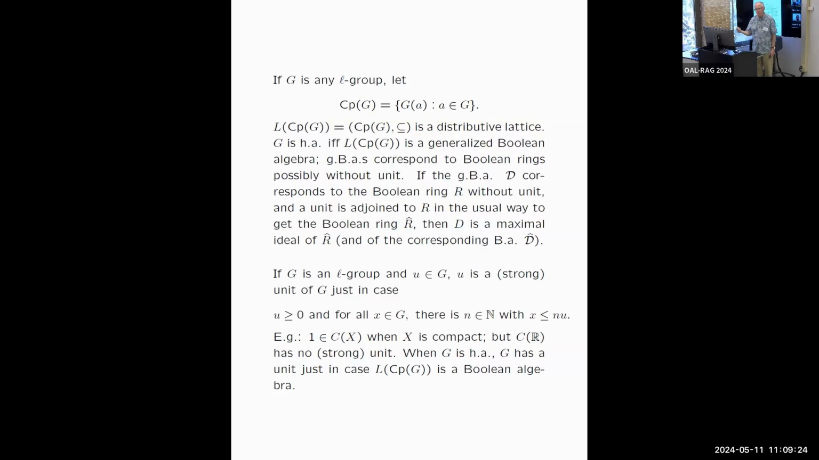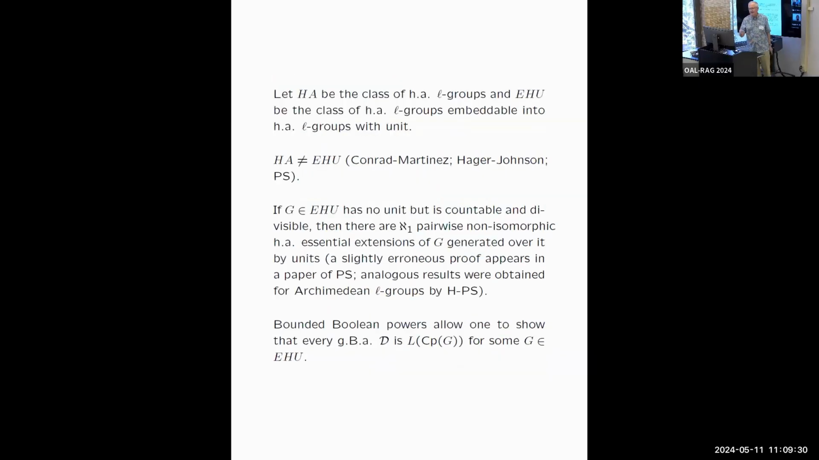Now here I'll let HA be the class of hyperarchimedean L groups and EHU be the class of hyperarchimedean L groups that can be embedded into ones with unit. Of course, the basic result here is that these are different classes. There are some hyperarchimedean L groups that cannot be embedded into hyperarchimedean L groups with unit. The first example of this was obtained in a Conrad and Martinez paper, I think in 1990. And in fact, their example has an even stronger property: they have a hyperarchimedean L group that cannot be embedded into an Archimedean L group with strong unit.